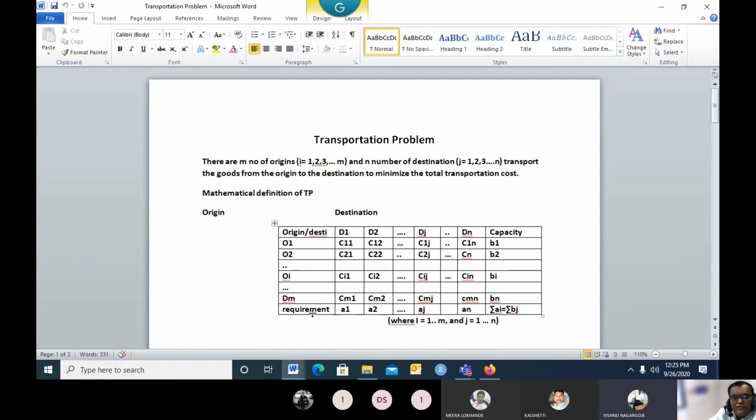Here Ai stands for requirement and Bj stands for capacity: B1, B2, and so on to Bn, and requirement A1 and so on to Am. So now the summation of requirement is equal to the summation of capacity. This may be requirement, supply or demand, or requirement. The label may be anything, but always here we have to say that the total of the columns is equal to the total of the rows; it has to be matched.